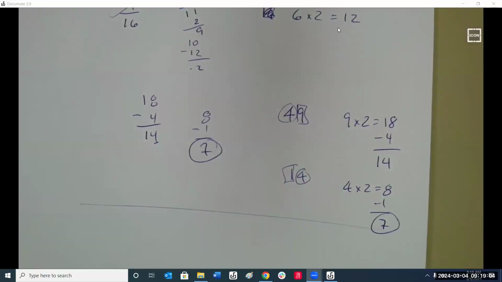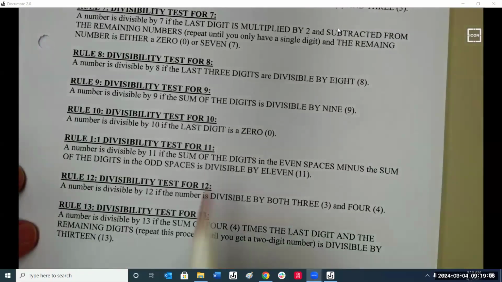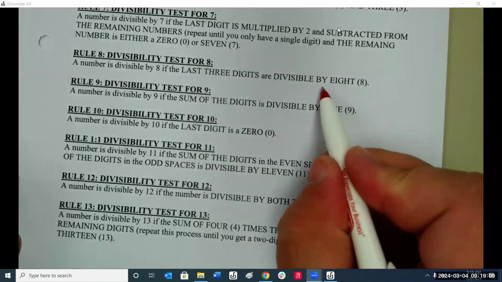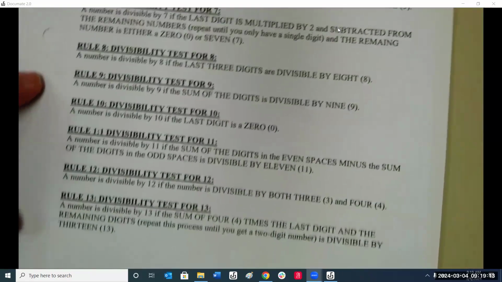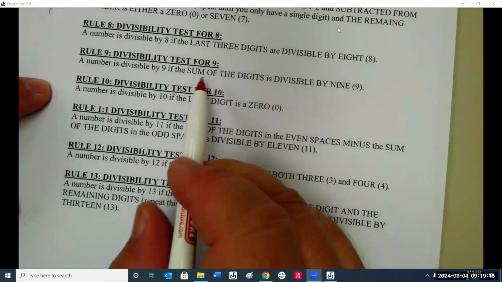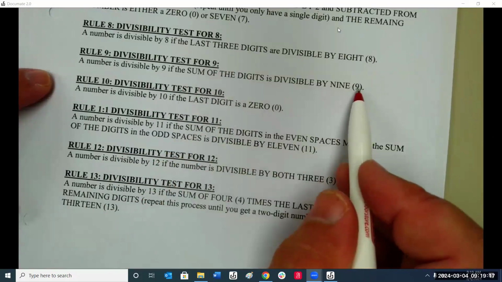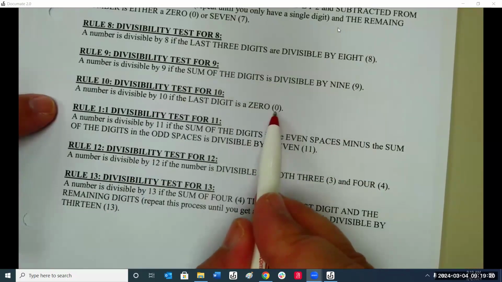Now, a number is divisible by 8 if the last 3 digits are divisible by 8. Divisible by 9 if the sum of the digits is divisible by 9. Divisible by 10 if the last digit is 0.